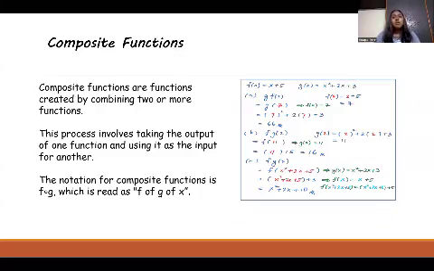Composite functions. Composite functions are functions created by combining two or more functions. This process involves taking the output of one function and using it as an input for another function. The notation of composite functions is f of g. The small circle symbol is read as "of", so it is read as f of g of x. You have an example in the image. You can go through it.